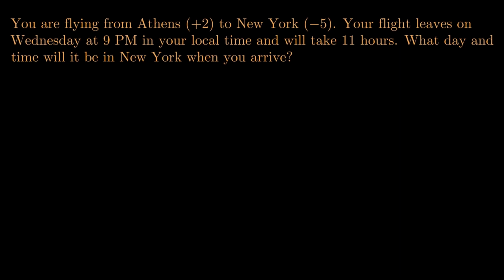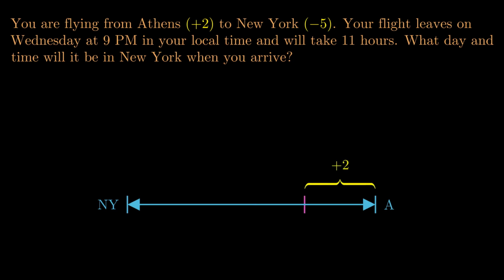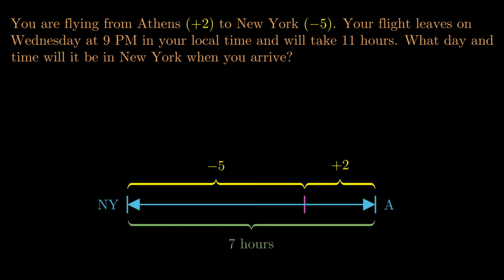So, let's say we're flying from Athens, which is at the +2 time zone, to New York, which is at the -5 time zone. We leave on Wednesday, 9 p.m. from Athens time for an 11-hour flight and want to sort of plan for what local time it will be when we are there. So what matters is these two time zones. And we can draw our familiar diagram where we've got Athens on the right, since it's at a positive time zone, and New York on the left with its negative time zone. In particular, Athens is at +2. New York is at -5. That tells us that the difference in time between these two places is 7 hours, which we will use in a moment.